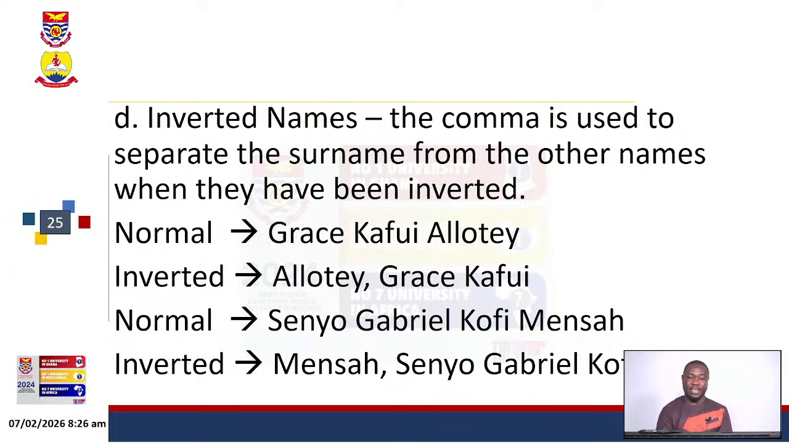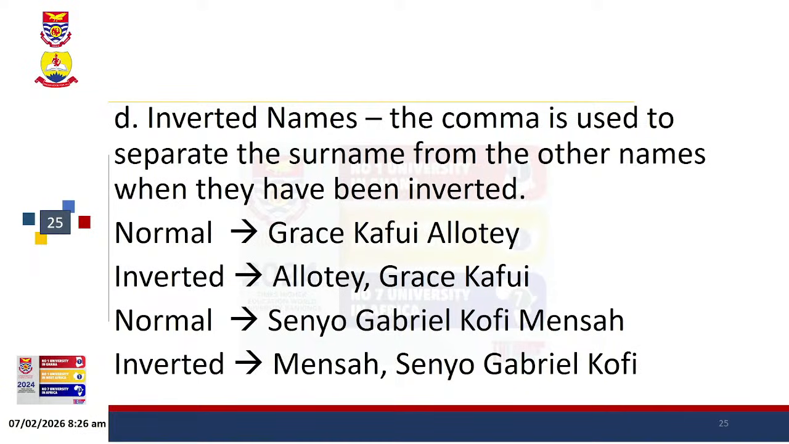Okay, but sometimes that's not how you write your names. So for instance, another normal one is Senior Gabriel Kofi Mensah. Obviously, it is saying that Mensah is this person's surname. When we invert it, we have Mensah, comma, Senior Gabriel Kofi.